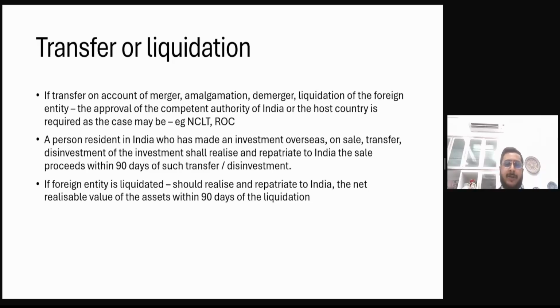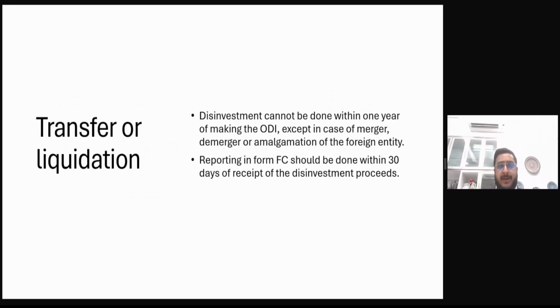As we discussed earlier, once a sale or a disinvestment has been done, the sale proceeds or disinvestment proceeds should be realized within 90 days of such transfer or disinvestment. If the foreign entity is liquidated, it should be realized and repatriated back to India within 90 days of the liquidation. Now, when you're making ODI, you should ensure that disinvestment cannot be done within 1 year. If you have made an ODI and again within 1 year you want to make a disinvestment, then you have to go for the approval of RBI. However, a merger, demerger, or amalgamation is a separate question, but otherwise you cannot. And when you're doing a disinvestment, again Form FC will have to be filed.